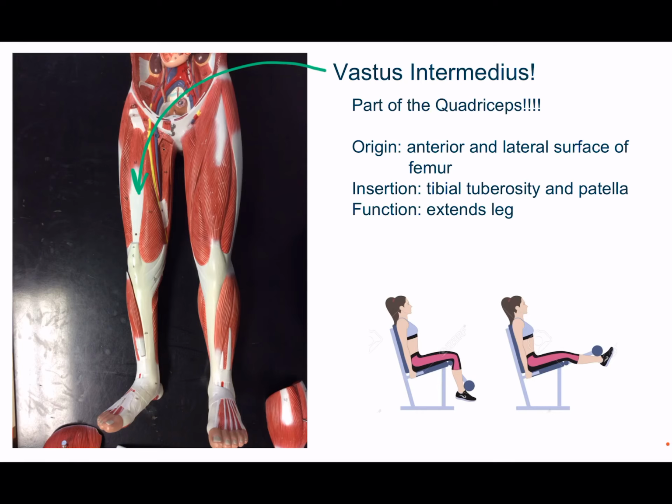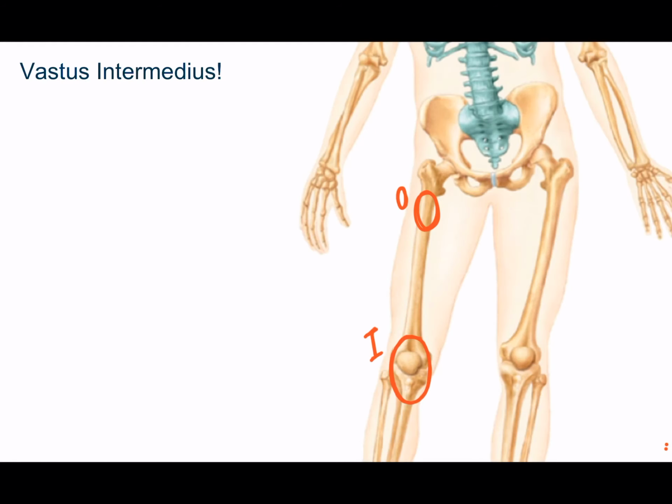The vastus intermedius is another part of the quadriceps that originates on the anterior and lateral surface of the femur. It's going to insert on the tibial tuberosity and the patella, and its function is to extend the leg, which is what the quadriceps do. If you think about it, if you try to flex your quadriceps, it shortens the top of your thigh, which brings up your knee towards your body. Well, kind of, sort of. Let's see. So, see right here, origin to insertion.